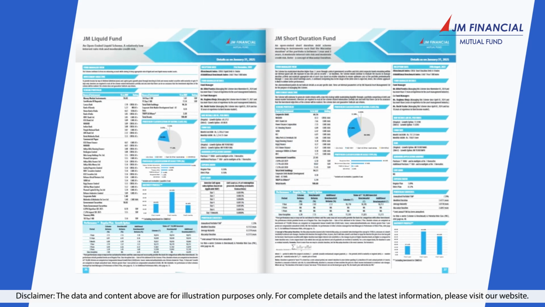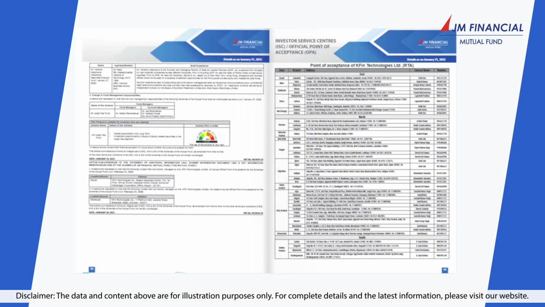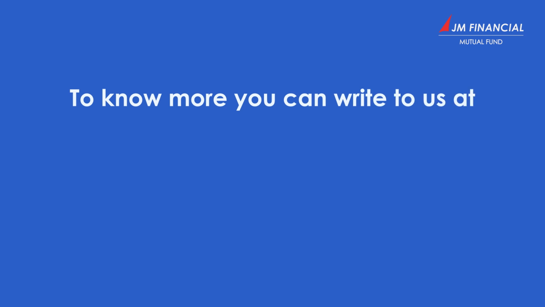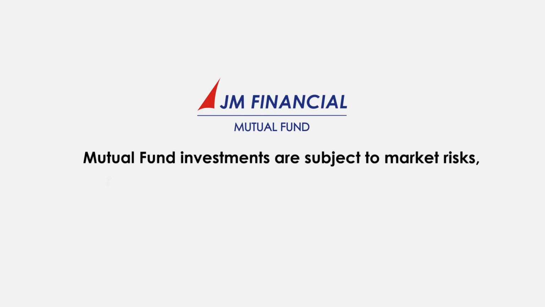For other details about our direct plan schemes, SIP performance, riskometers, official points of acceptance, and branch details, you can go through the last few pages of the fact sheet, and that is how you can read and understand our fact sheet. To know more, you can write to us at partnercare@jmfl.com. Mutual fund investments are subject to market risks. Read all scheme-related documents carefully.